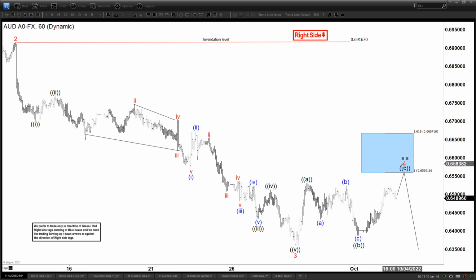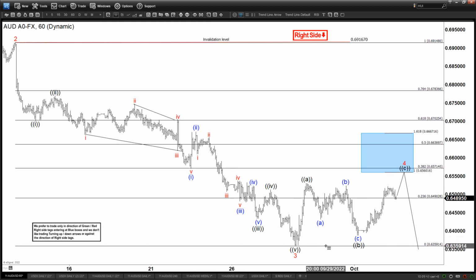Now since this is a wave 4, ideally it doesn't rally more than a 50% retracement of this wave 3, right? Because otherwise, if it rallies more than that and closes above it, it could get too big for a wave 4 and might be doing something else. All right, so something to keep in mind.